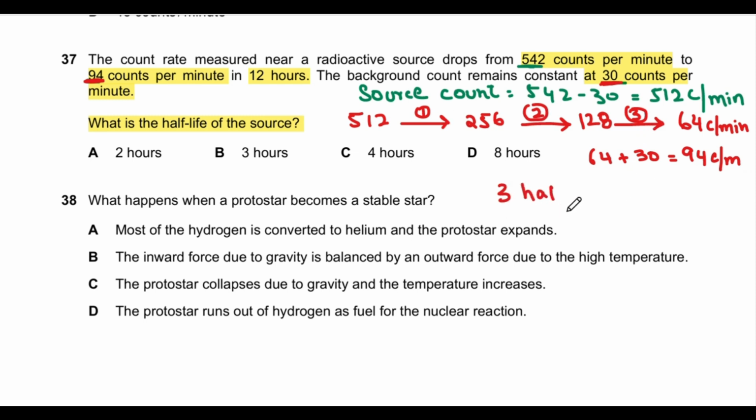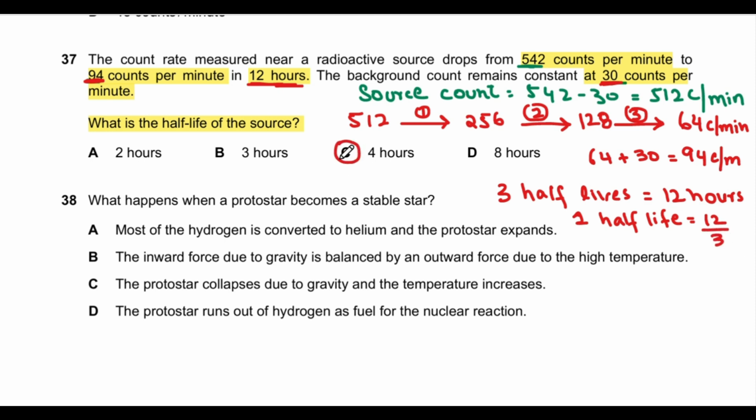3 half-lives are equal to 12 hours, because the question is saying it took 12 hours for this process to occur. What is 1 half-life? From 3 half-lives, if we want to get 1 half-life, I'll divide 12 hours by 3. 12 divided by 3 would be 4. That means answer number C is correct, 4 hours.